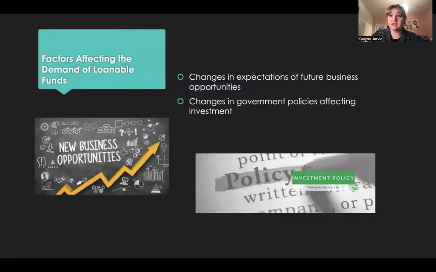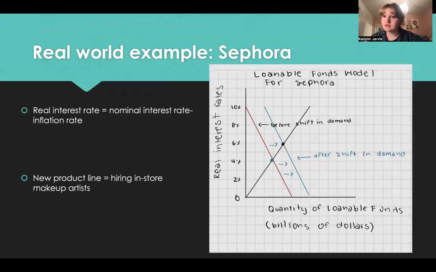For shifts in demand, they're influenced by changes in expectations of future business opportunities and changes in government policies affecting investment. It is also important to note that these shifts affect the real interest rate, which is the nominal interest rate minus the inflation rate.